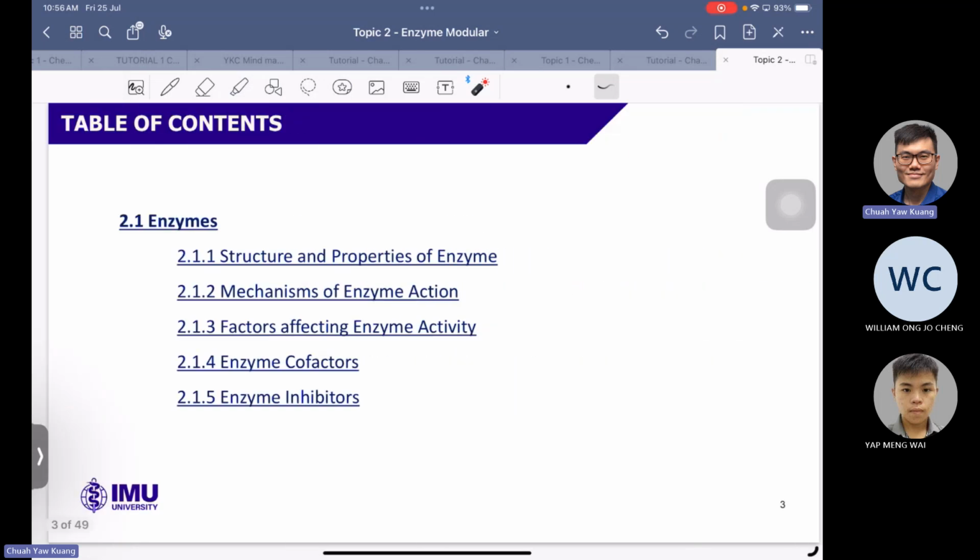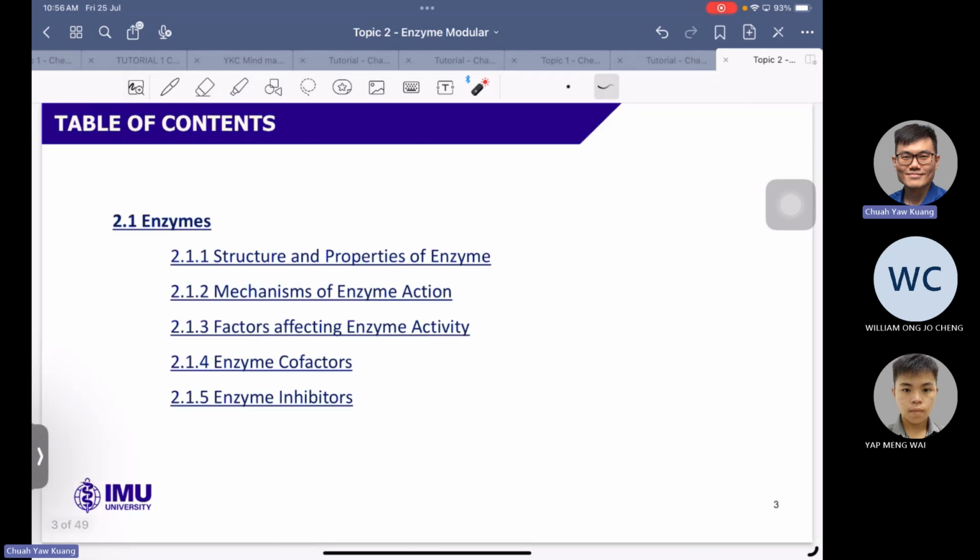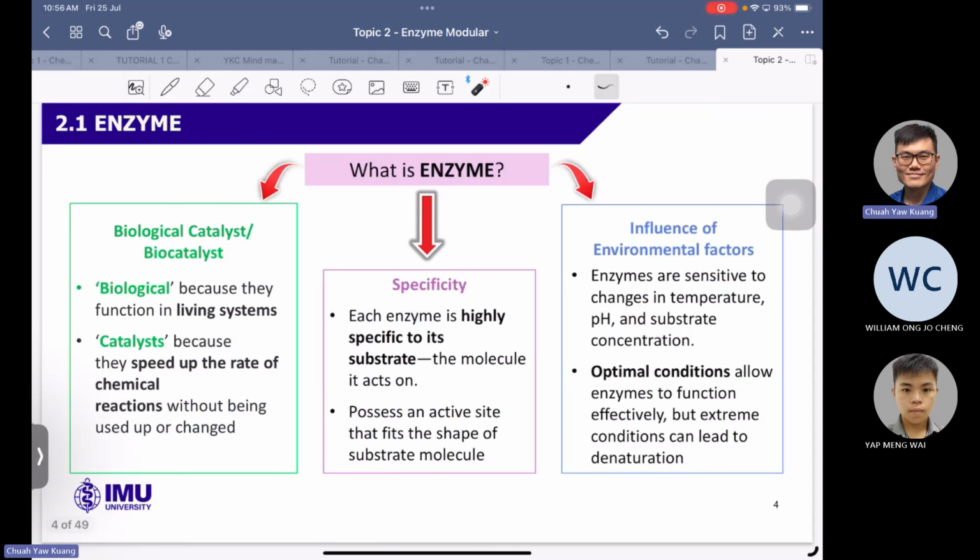So let's see. There are a total of 5. So let's see the first one, the properties. All right. So the first part of the lecture is on the properties. Properties, I think, is very simple.